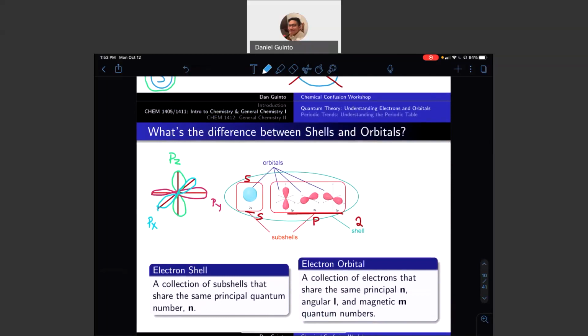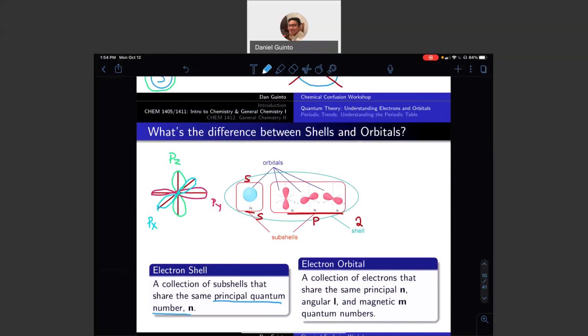So now that we see that the Bohr model isn't necessarily accurate, let's dive a little more into shells and orbitals. What distinguishes shells and orbitals, besides specificity into x, y, and z components, or just an overall component of a 2, 3, 4, or 5, is quantum numbers. An electron shell is a collection of subshells, as we can see here, that share the same principal quantum number, n. That's important to know.